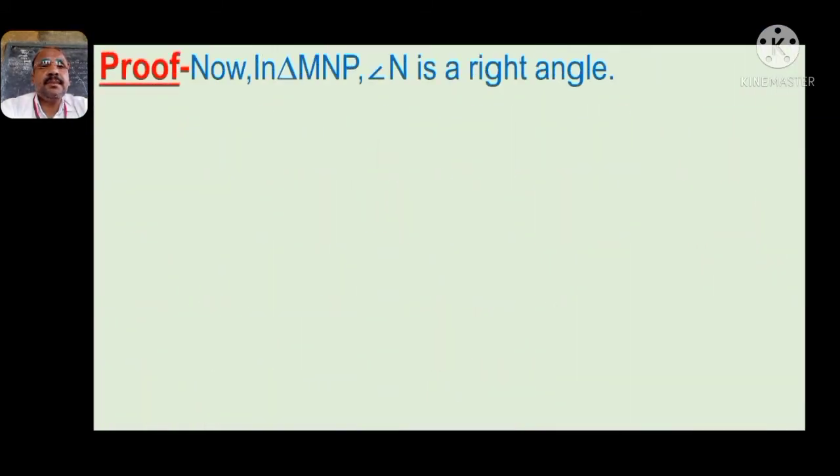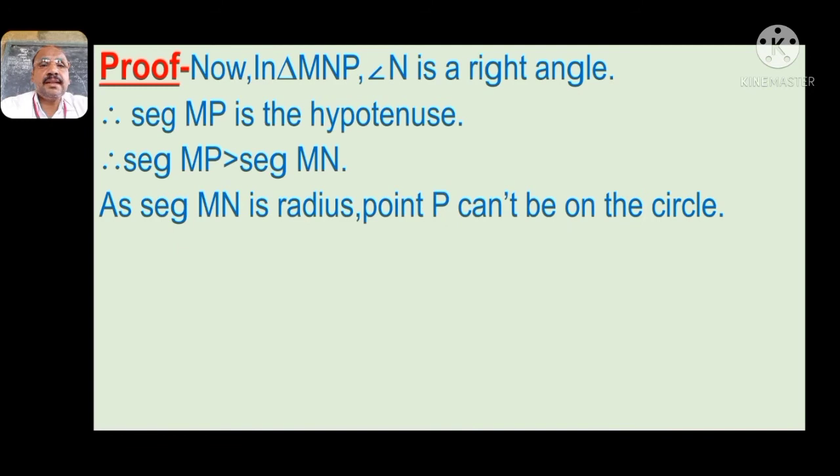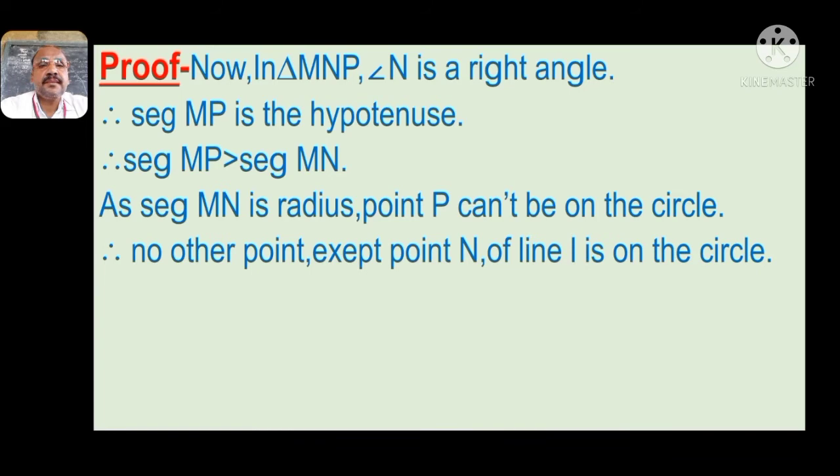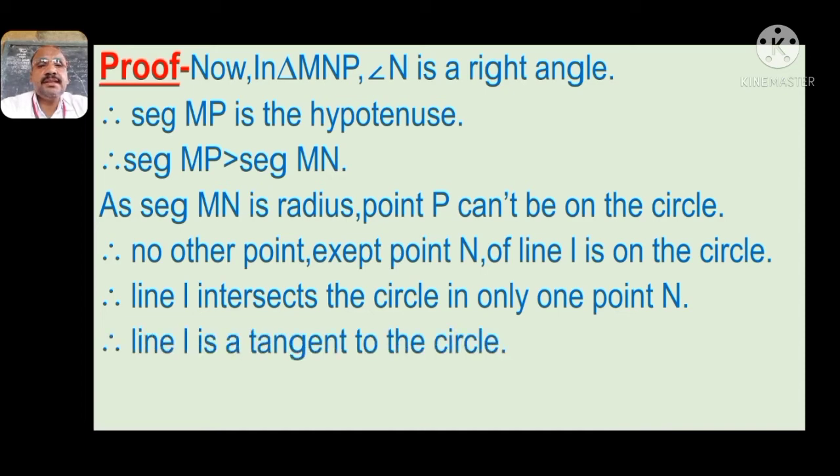Now proof. In triangle MNP, angle N is a right angle. Therefore segment MP is the hypotenuse. Therefore segment MP is greater than segment MN. As segment MN is a radius, point P can't be on the circle. Therefore no other point except point N of line L is on the circle. Therefore line L intersects the circle in only one point N. Therefore line L is a tangent to the circle.